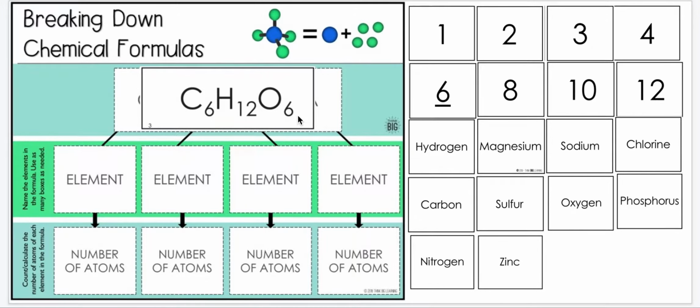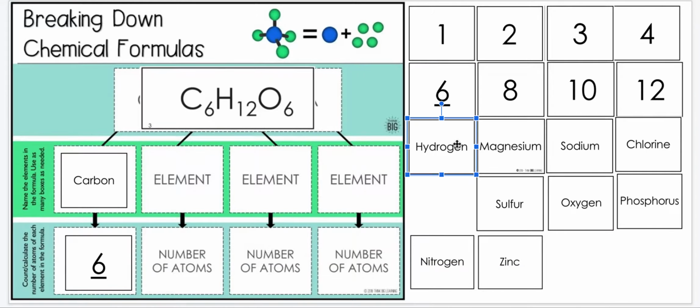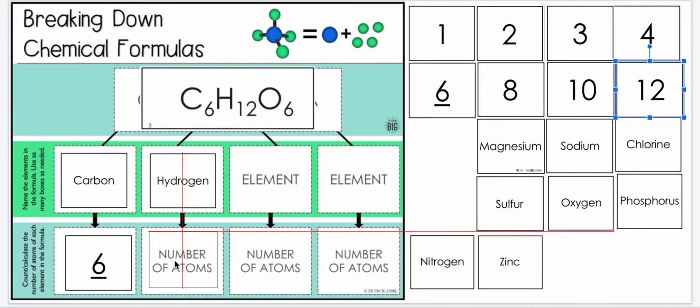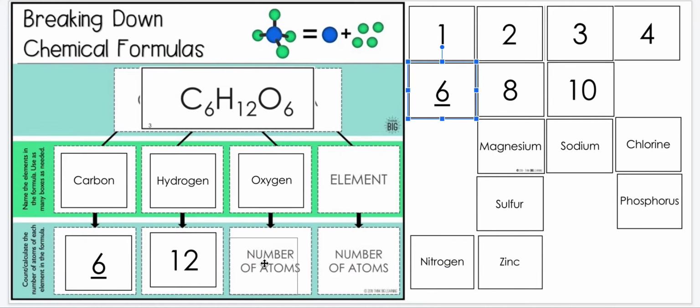C6H12O6 is number 3, and we talked about this the other day when we were talking about the chemical equation for photosynthesis. C6H12O6 is glucose. That C stands for carbon, and there are 6 of them. The H is hydrogen, and we have a whopping 12. And O is oxygen, and we have another 6 of those.